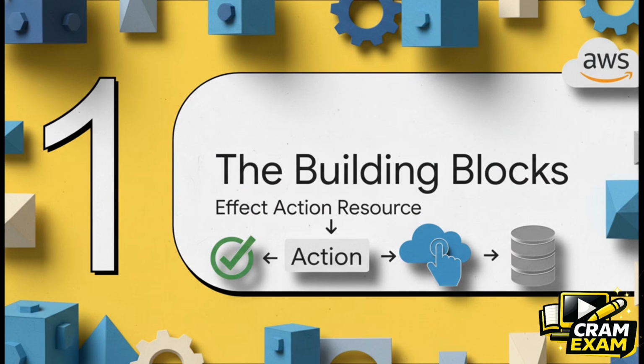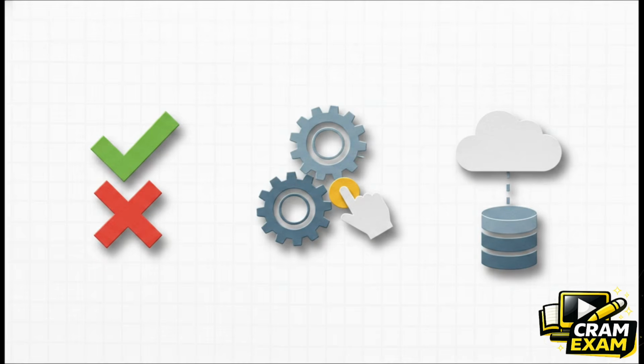Section 1. The building blocks: effect, action, and resource. Let's break down exactly how these rules are built. Every statement inside an IAM policy requires 3 specific building blocks. First, the effect. Is it an allow or a deny? Next, the action. This is the specific API call your code is trying to make. And finally, the resource. This is the exact target AWS entity identified by its Amazon Resource Name, or ARN.